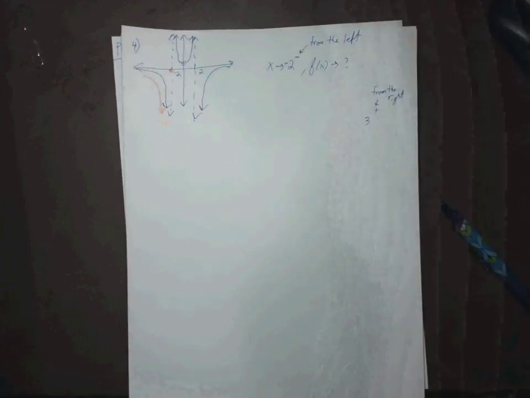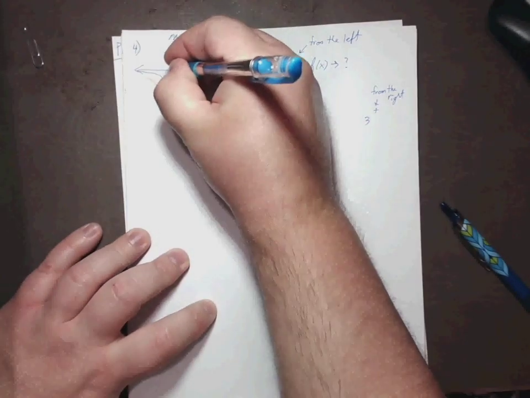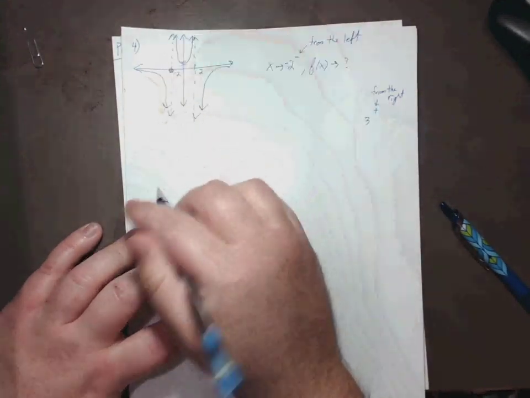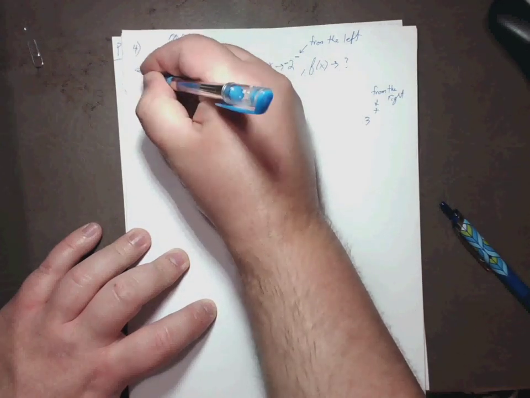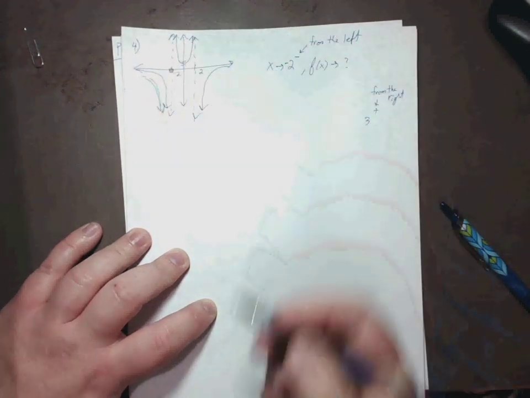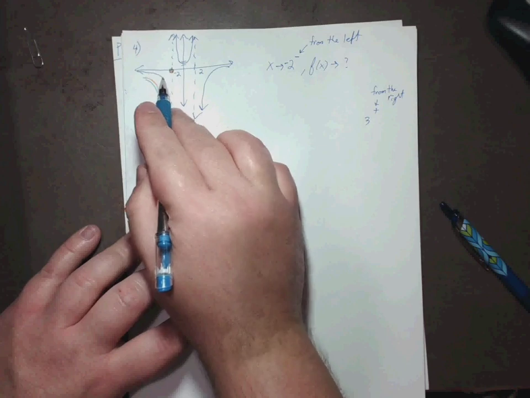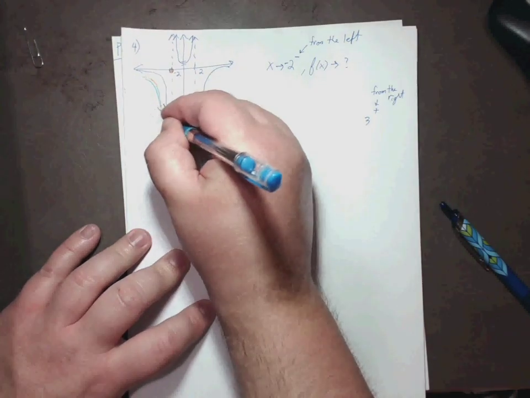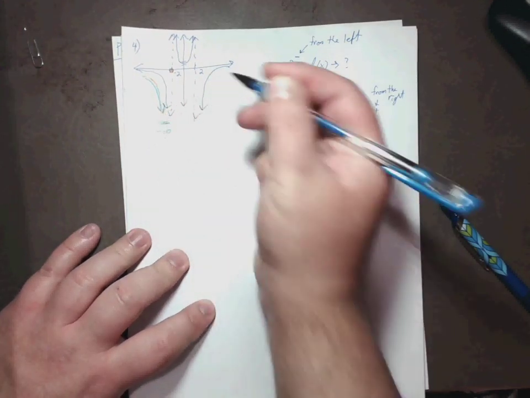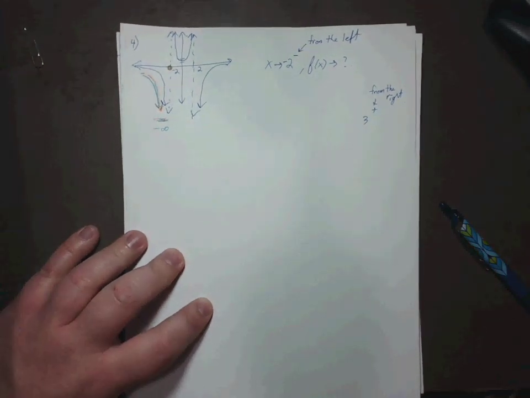Try to find something here. Okay, so at x equals -2, what is the graph doing? It's going down. Follow the line. What happens to it? It's going down to -infinity. Okay?